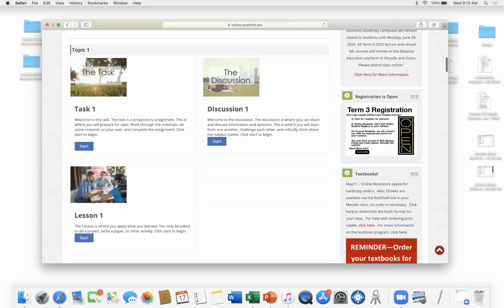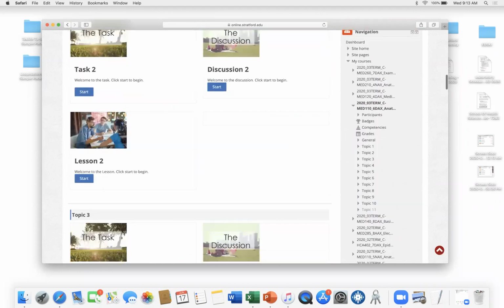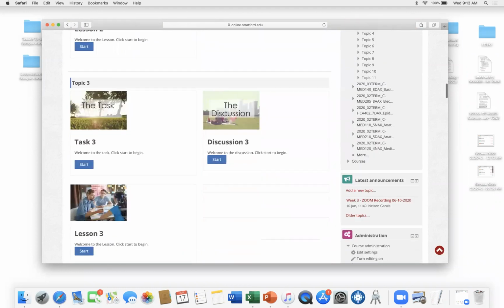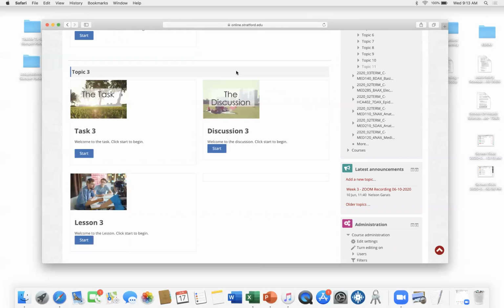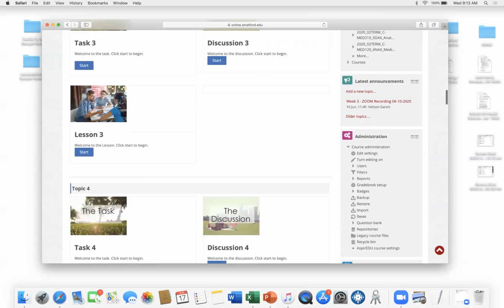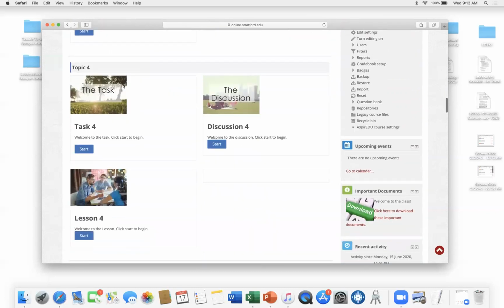All week 3 stuff. So it is Task 3, Discussion 3, and Lesson 3 that is due today. And if you haven't done it, you have until the end of closing of business. So I'll give anyone who's missing that stuff leeway.